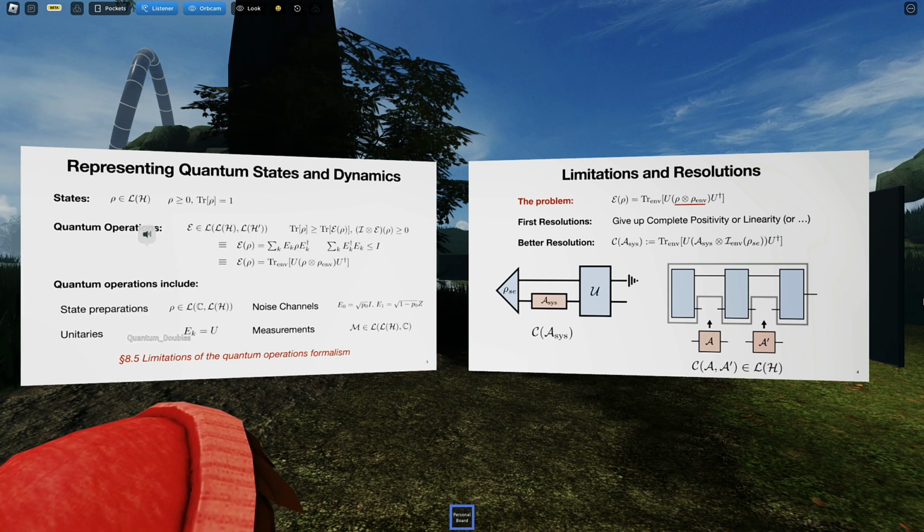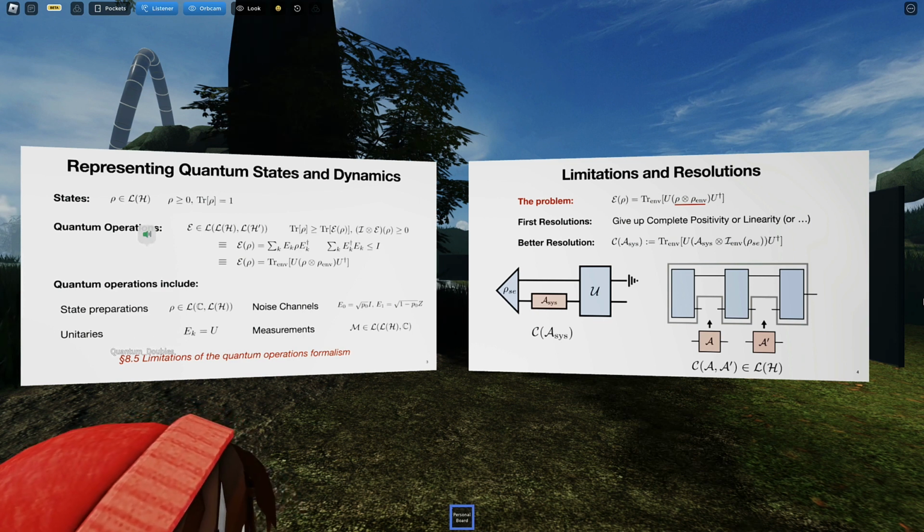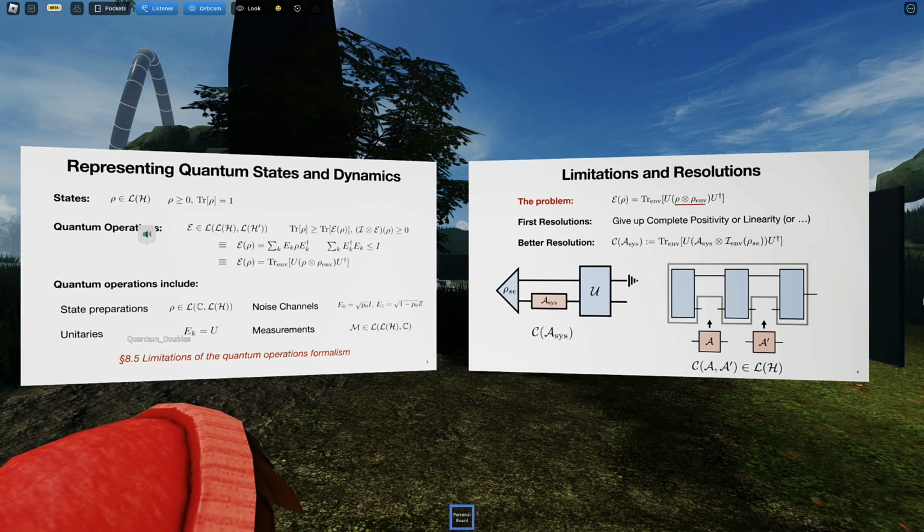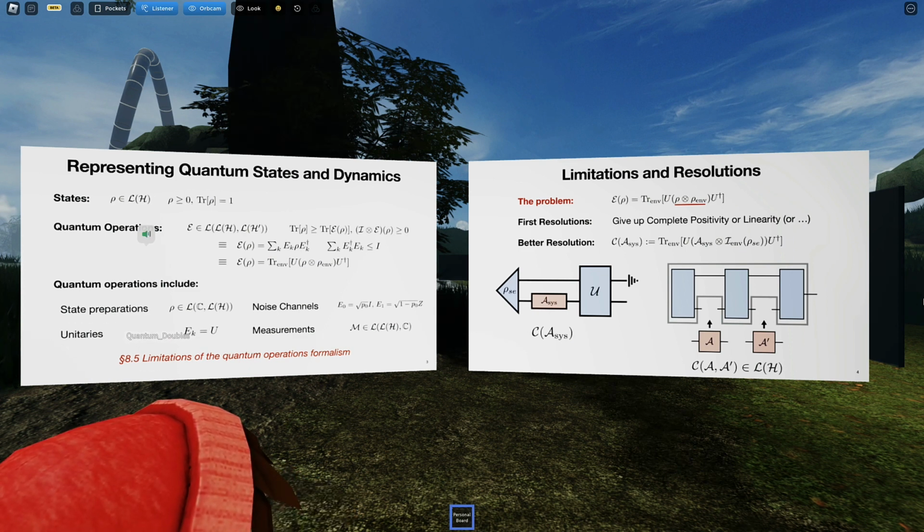If you're looking at the representing quantum states and dynamics slide, you should see that we can represent quantum states as density matrices. This is this rho character here, which is a linear operator on a Hilbert space. I'm taking this to be finite dimensional for the entire talk, just to avoid any pesky problems. Moreover, this operator is positive semi-definite, which is this greater than or equal to 0 symbol, and it has trace 1. I'm hoping that some of this is familiar to people.